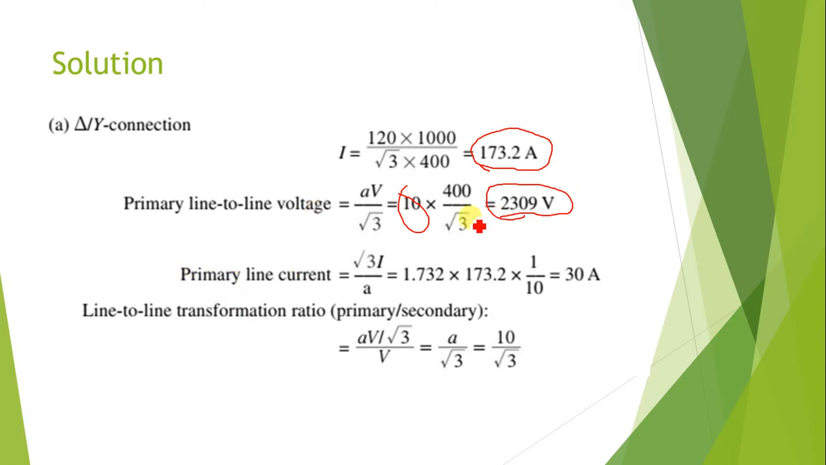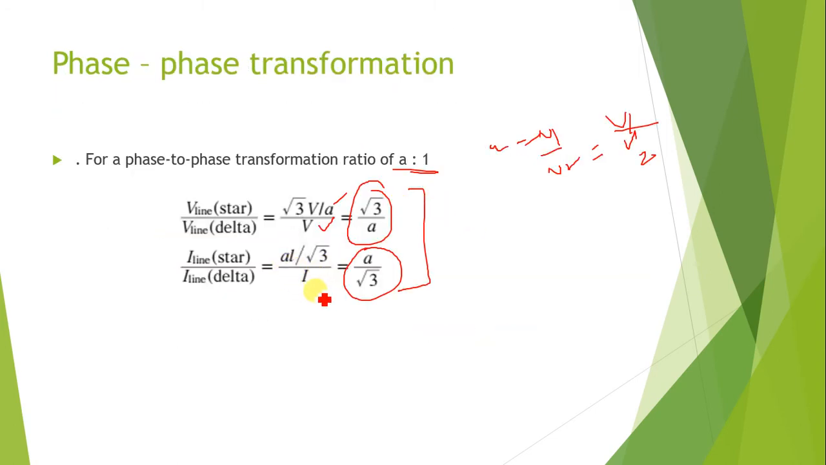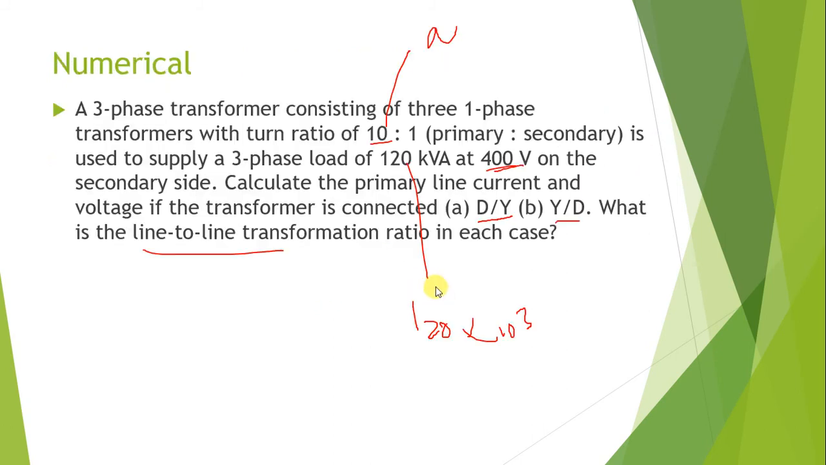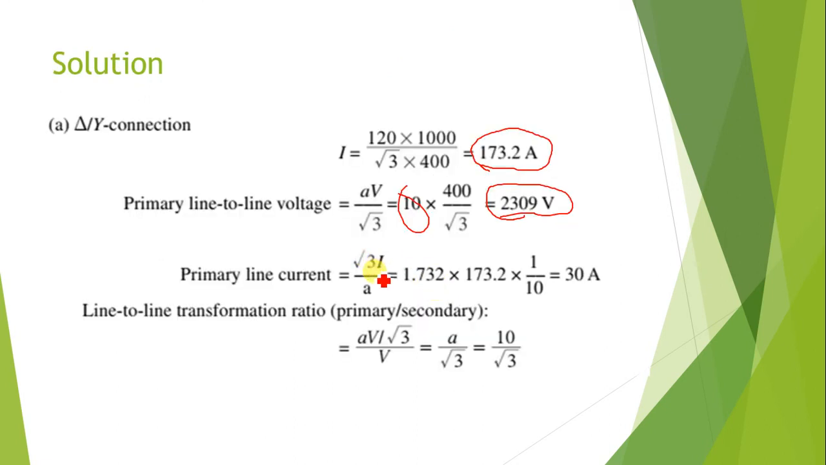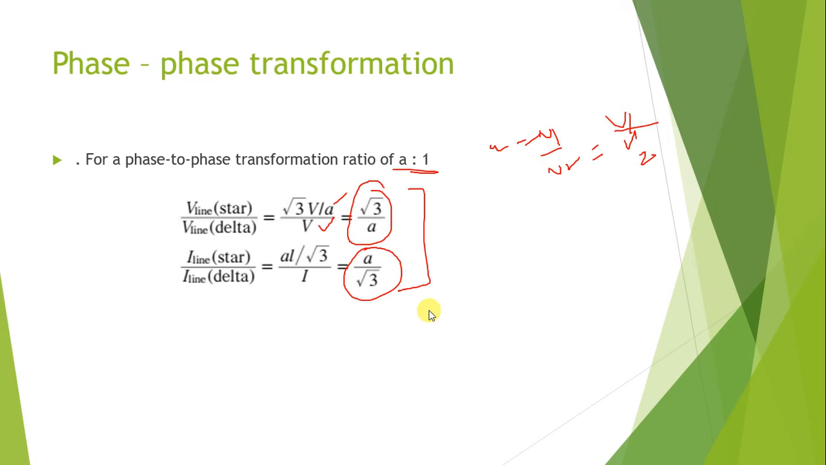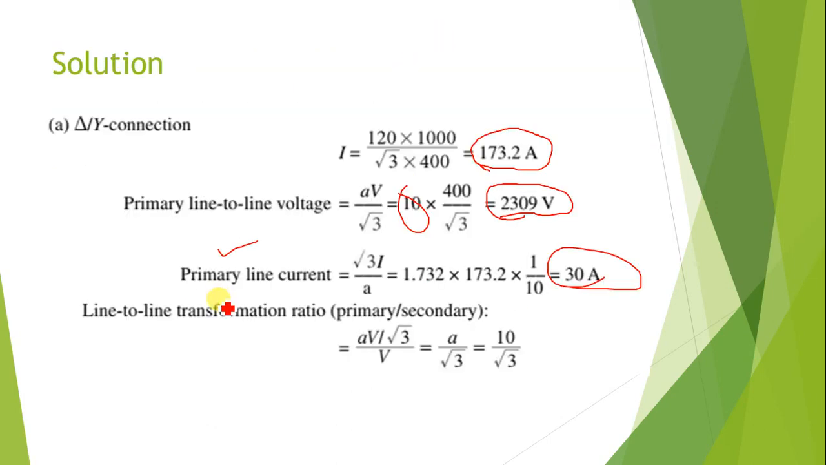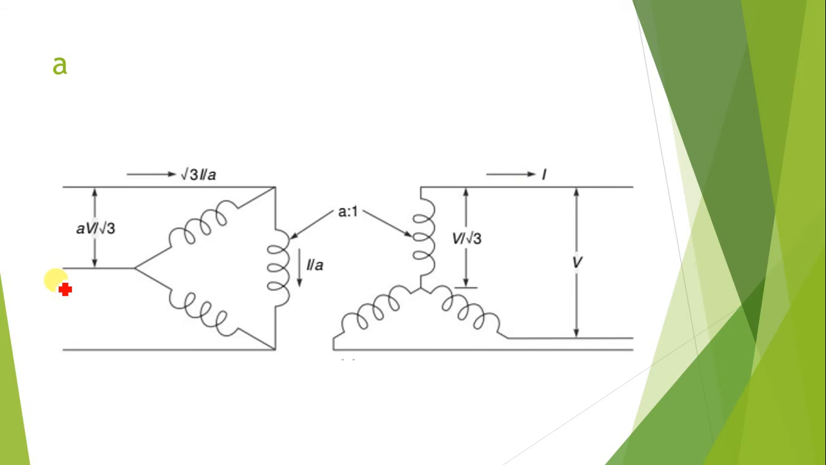Primary line current is given by the formula A by root 3, root 3 into I by A, which is 1.732 into 173 by 10, equal to 30 amperes. Primary line current is 30 amperes. Line to line transformation ratio is given by A into V by root 3 over V, which is A by root 3, which is 10 by root 3.